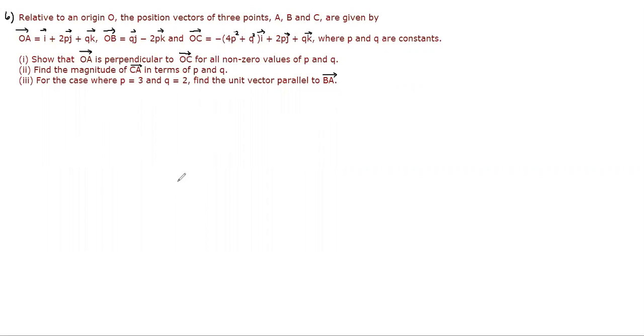This is A-Level Mathematics Paper 1 for year 2013, question 6. Relative to an origin, the three position vectors of points A, B, and C are given here. So that gives you the position vector of the 3 points. For part A, you are asked to show that vector OA is perpendicular to vector OC.